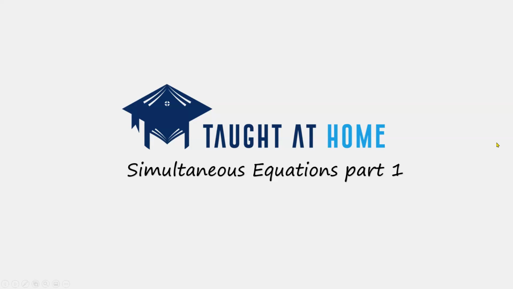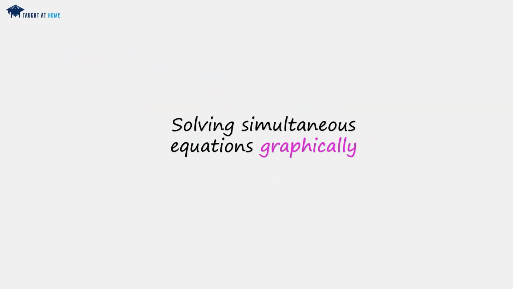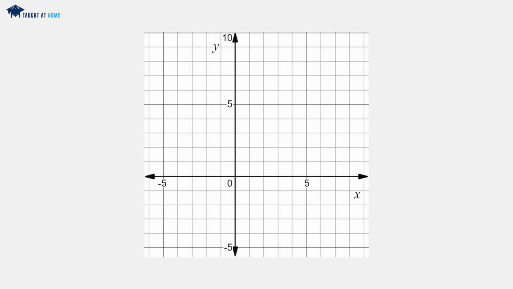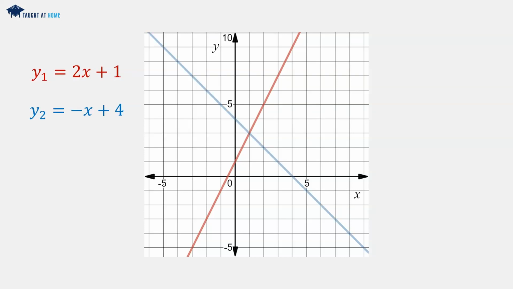Simultaneous equations part 1. We're going to be looking at solving simultaneous equations graphically. Equations of straight lines. So here we have our first equation, y1 equals 2x plus 1, and we can plot this on our grid. We have a second equation, y2 equals minus x plus 4, and we can go ahead and put this onto the same graph.